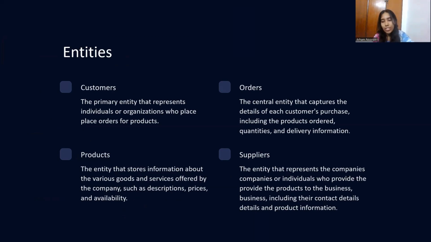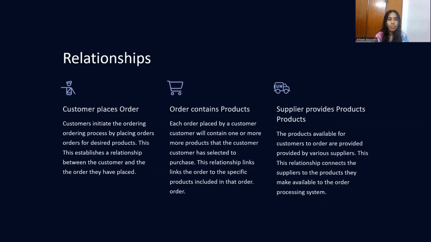Orders: the central entity that captures the details of each customer's purchase, including the products ordered and delivered, and all the information based on the products. The suppliers: the entity that represents the companies and individuals who provide products to the business, including their contact details and the details of the product's information.